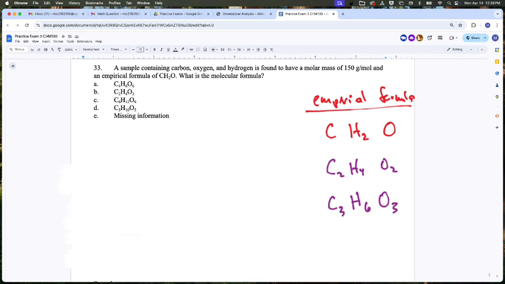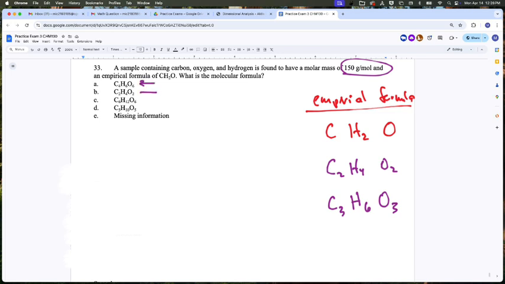Okay, so one approach is to just write out all your possible formulas, add them up to figure out what your molar mass is. Because we know the actual molar mass for our compound is 150 grams per mole. So you can just find whichever one matches, and that's going to be your answer. The other thing that you can do, test-taking strategy, is kind of cheat.